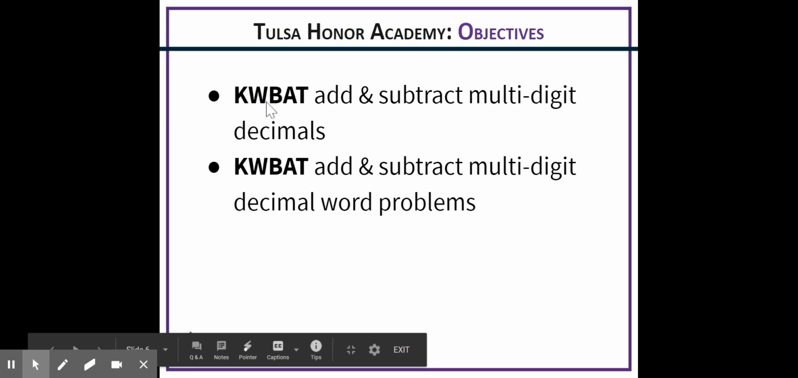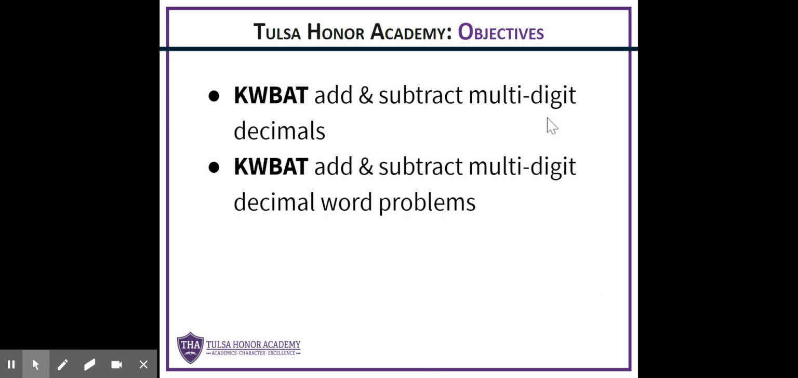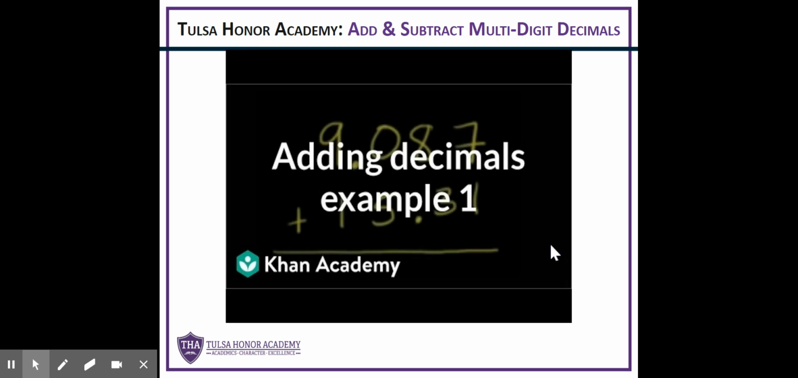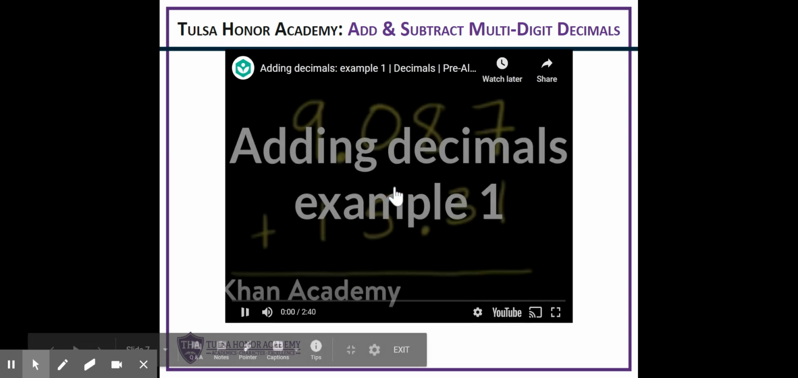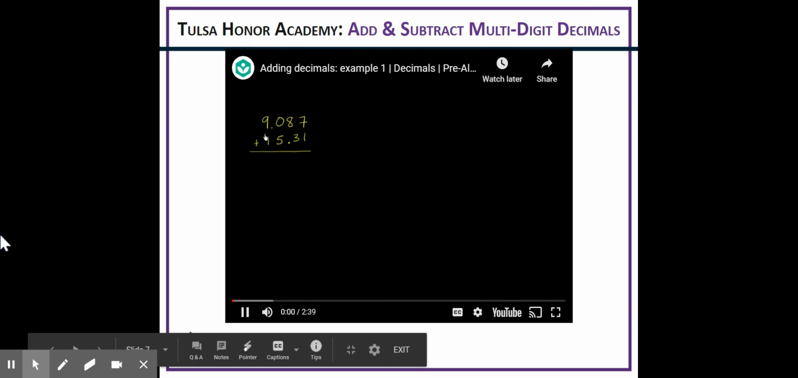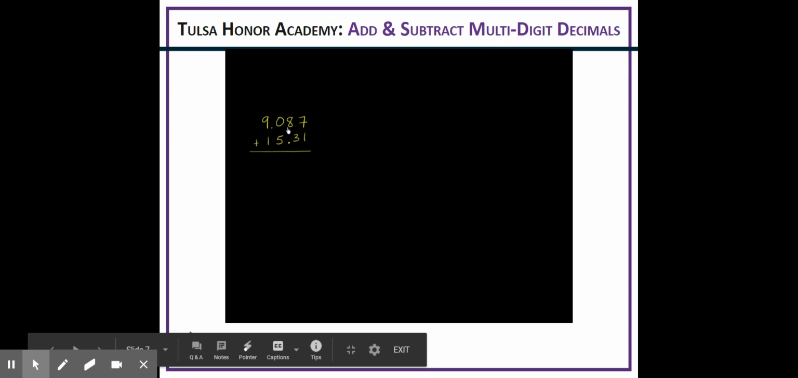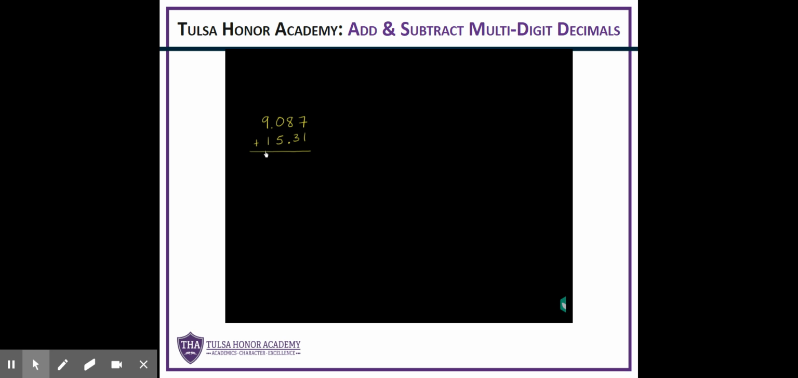Our objectives: Knights will be able to add and subtract multi-digit decimals. Knights will be able to add and subtract multi-digit decimal word problems. All right, let's go ahead and get started with our first example. Let's see if we can add 9.087 to 15.31. And I encourage you to pause the video and try to do it on your own.